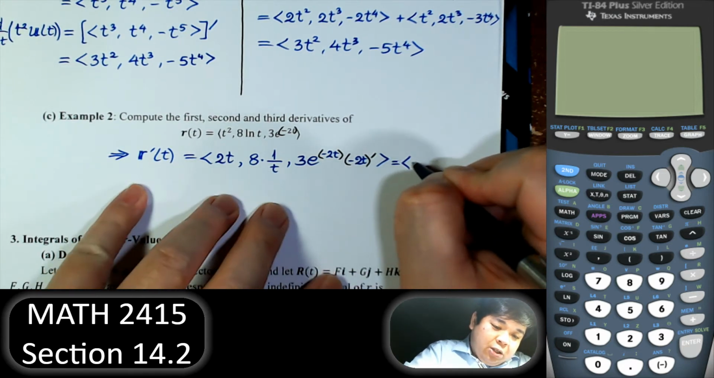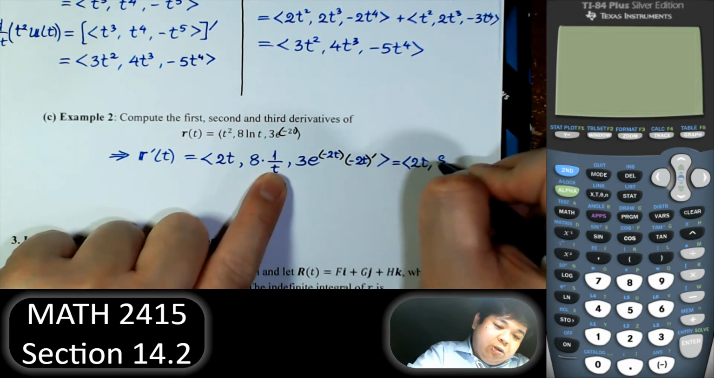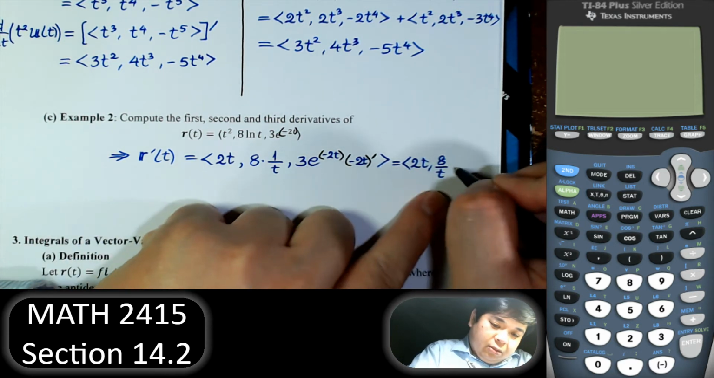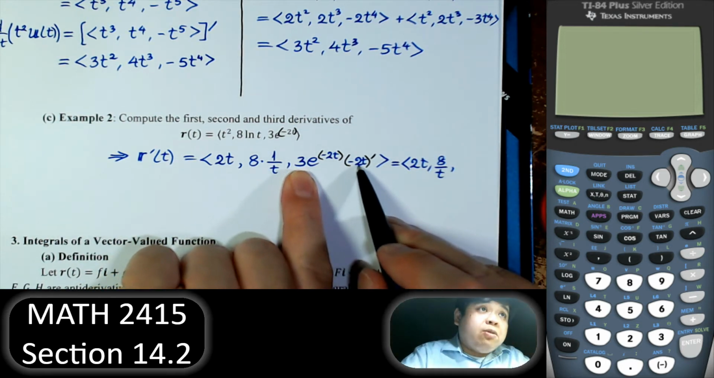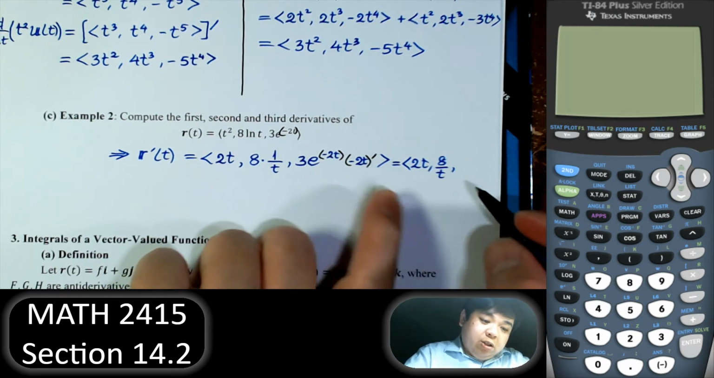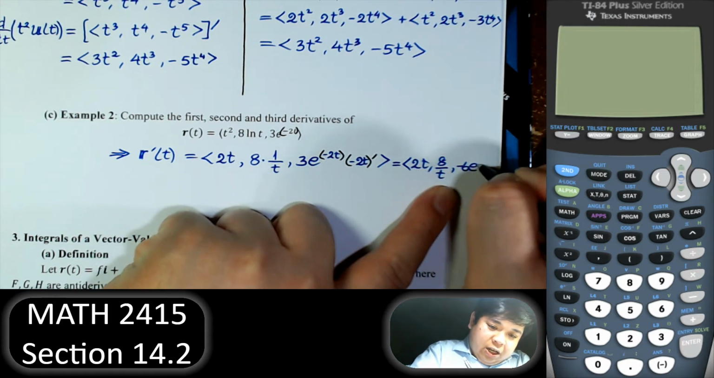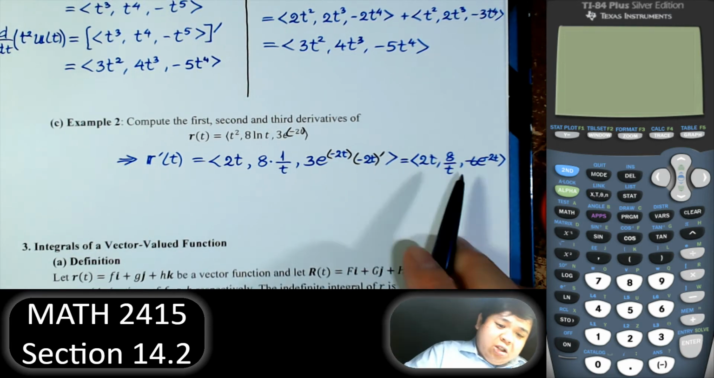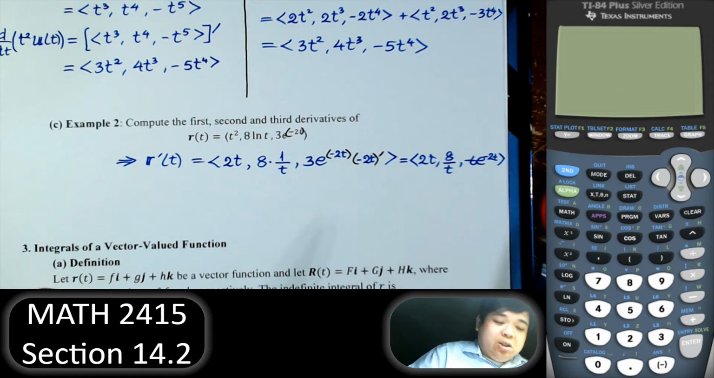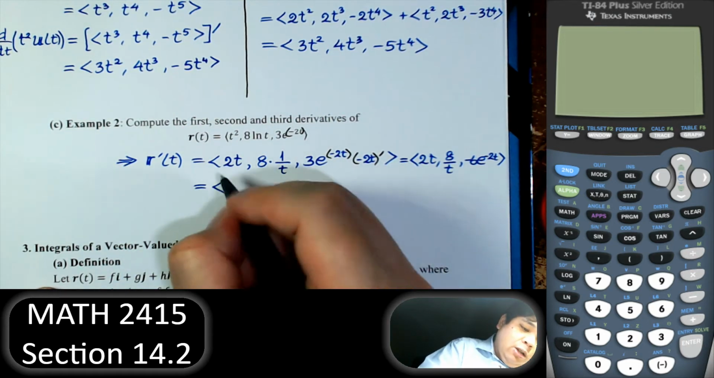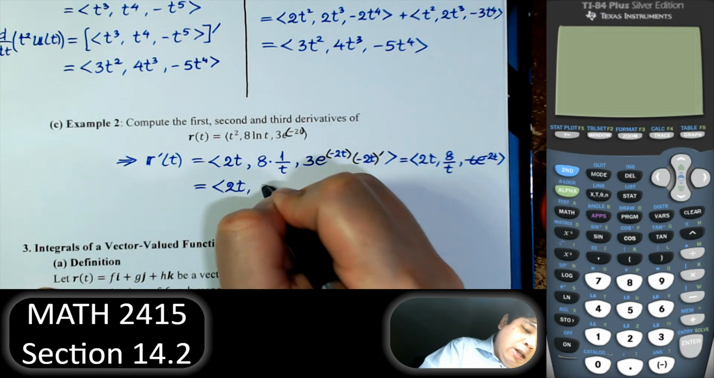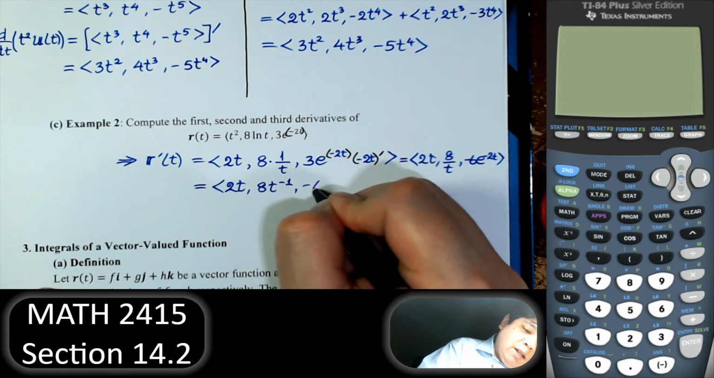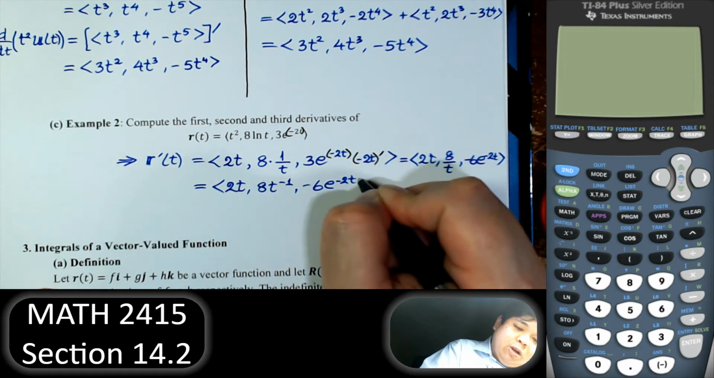Right. So it will be 2t, 8 over t, and then that's negative 2 times t. Derivative is negative 2 times 3, which is negative 6, e to the negative 2t. Right, so we do that. Let's just write 8 over t as 8 times t to the negative 1. So 2t, 8 t to the negative 1, and negative 6 e to the negative 2t. Right, so that's the first derivative.